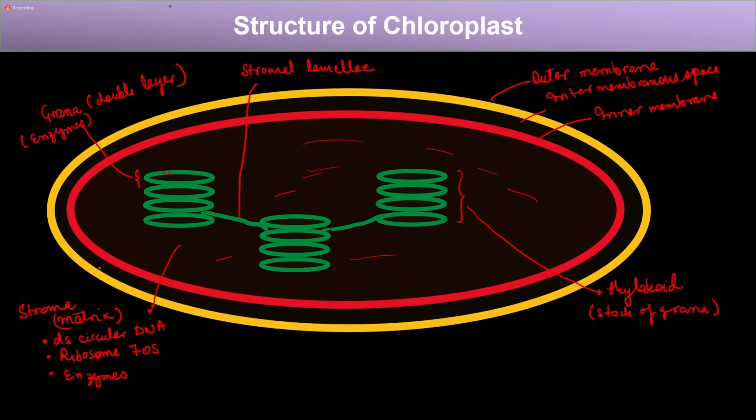Next, we will talk about the function of the chloroplast. The major function of the chloroplast is photosynthesis. We'll study it in detail when we get to the photosynthesis chapter. But for now, you should know that photosynthesis comprises two parts of the reaction. The first is known as the light reaction.